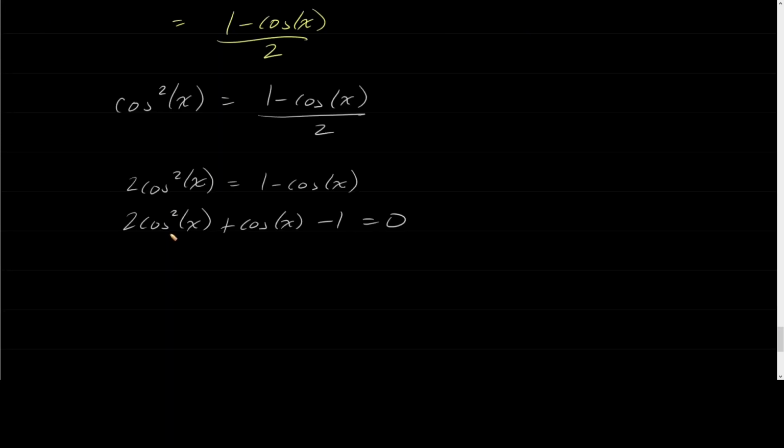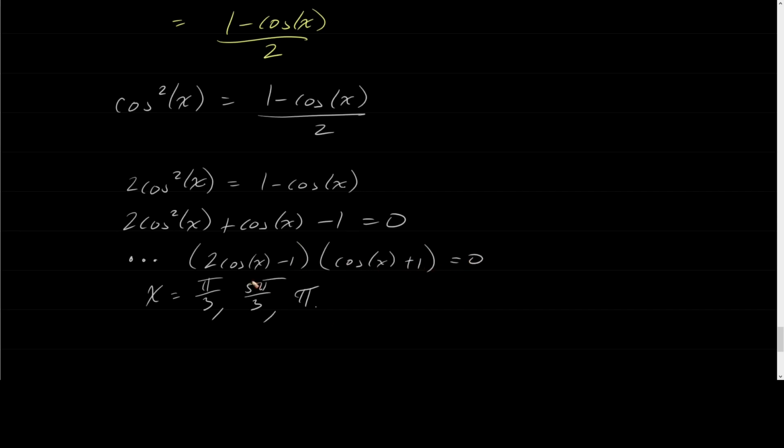And there it is, 2 cosine squared plus cosine minus 1. So we in fact already know the solutions to this. X in here is going to give us pi over 3, 5 pi over 3, or pi. Essentially what I'm saying is, after some steps here, this becomes 2 cosine of x minus 1 times cosine of x plus 1 equals 0. So that's how I get these solutions, all right?